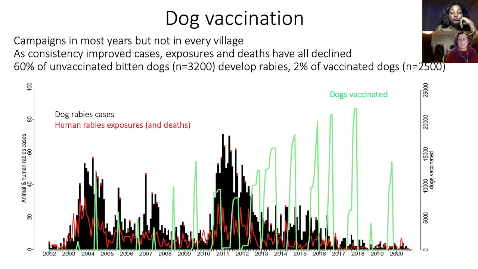only 2% developed rabies. So it's clear that the vaccine actually has been directly preventing cases, and we would have expected at least 1,250 of those dogs in the absence of vaccination to have developed rabies.